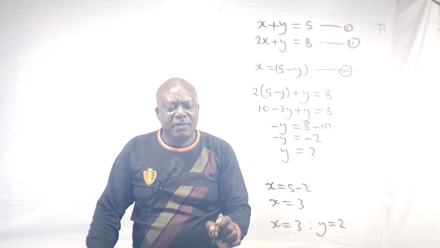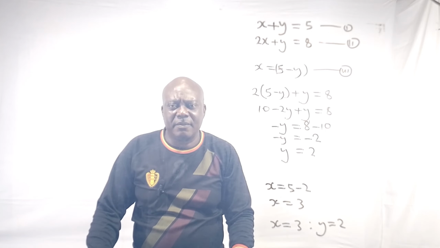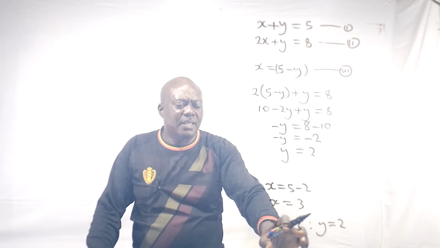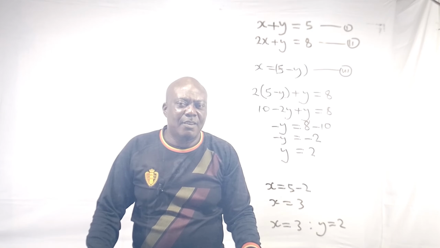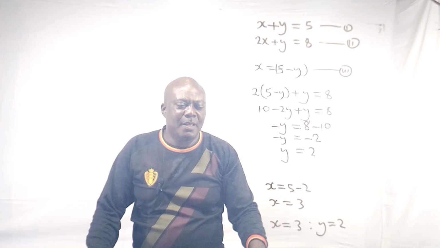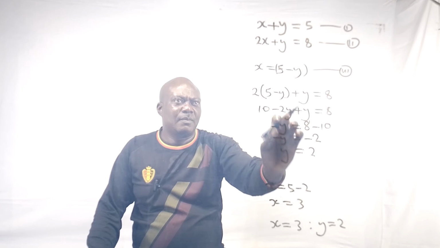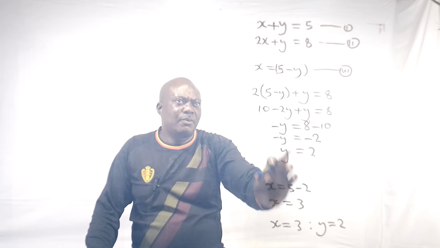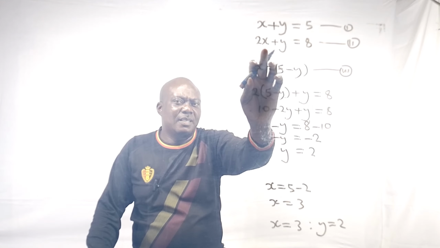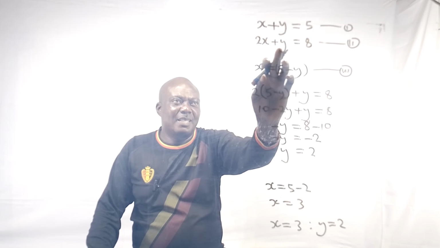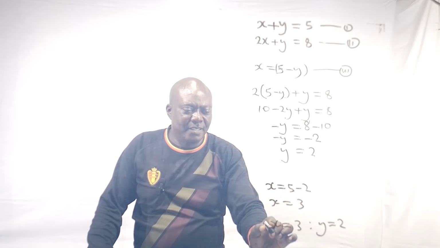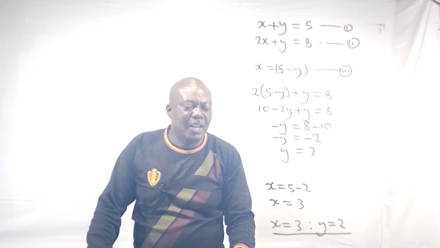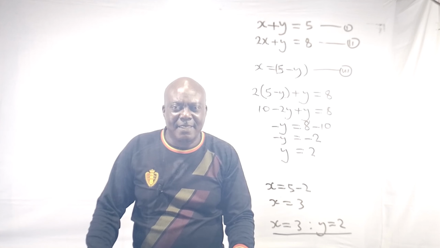Please, whenever you solve it, try and prove it so that you know that you're right. So x is 3, y is 2. 3 plus 2, 5. You see it there? So we are correct. y is 2 and x is 3. So 3 times 2, 6. 6 plus 2, 8. So sure, the answer is 3 and 2. That is x is equal to 3 and y equals to 2.